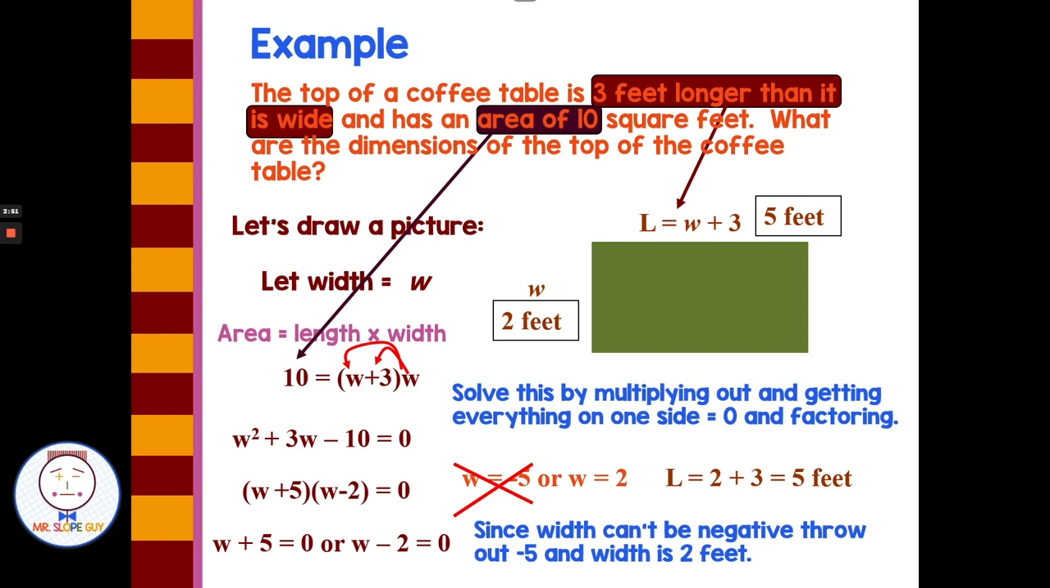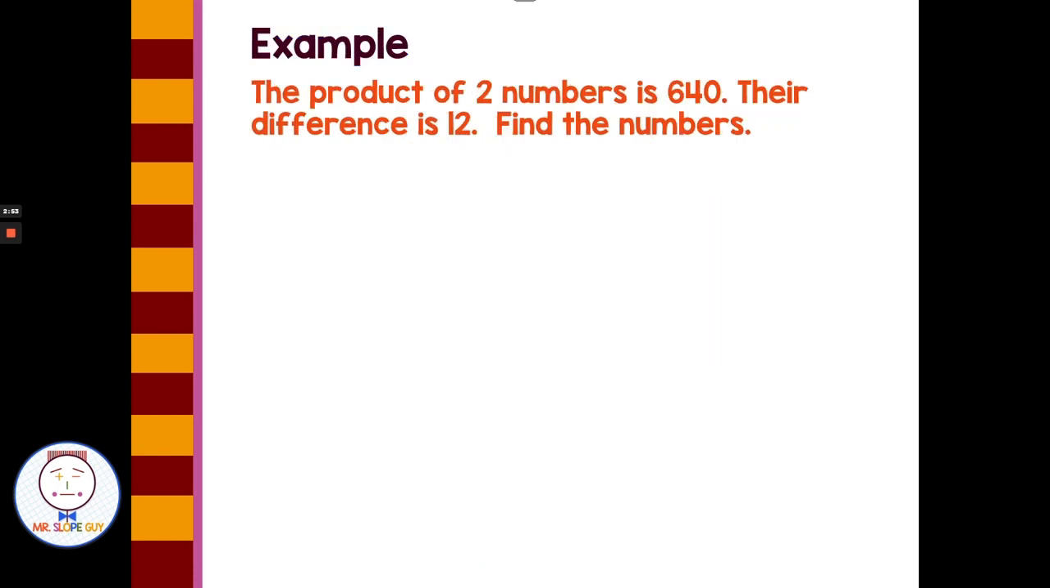All right, let's look at a new example. So we have the product of two numbers is 640. Their difference is 12. Find the numbers.